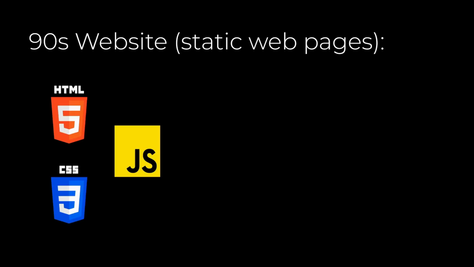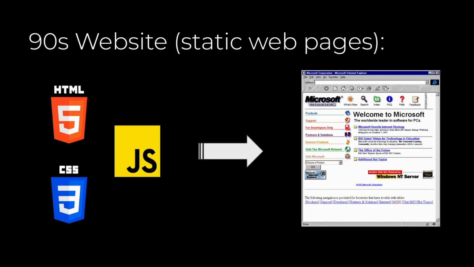Let's time travel to the 90s when web technology started developing. Websites were static at that time. They used HTML, CSS, and JavaScript to make websites. The main purpose of the website was to share information or to make a digital presence. They offered very limited functionalities. Here you can see the homepage of Microsoft Corporation in the 90s.